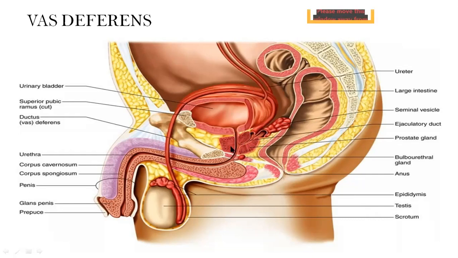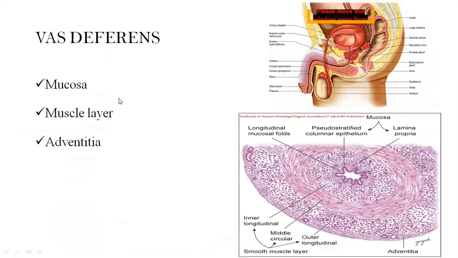This gland is prostate. Now, when you see the histology of this 45 centimeter tube, vas deferens, as you move from inside to outside, we have the mucosa lining inside, then the muscle layer, then the connective tissue layer, which is adventitia. Mucosa, muscle layer, and adventitia.